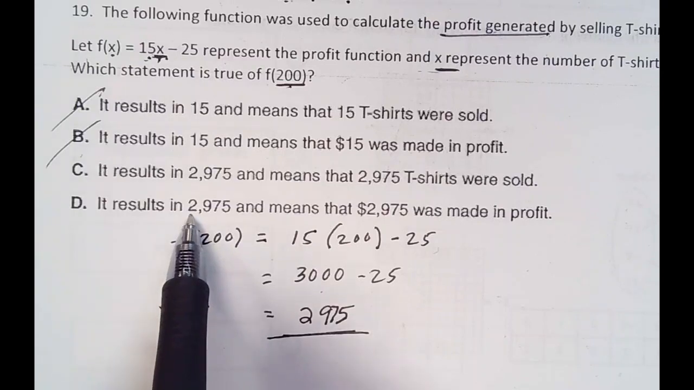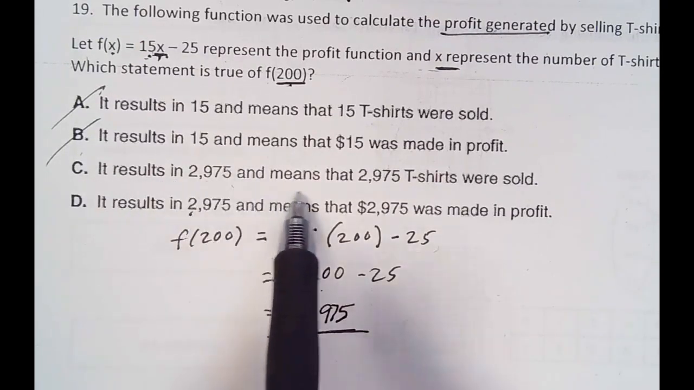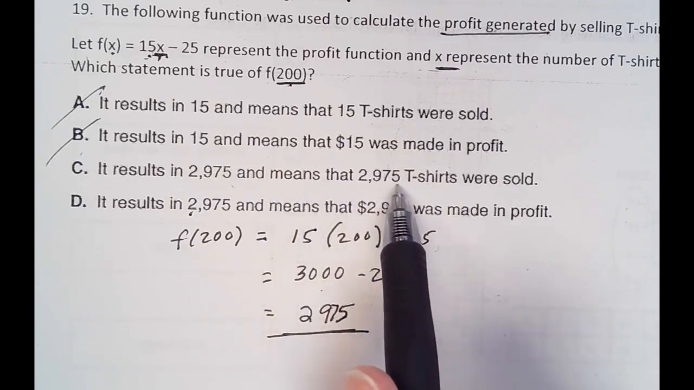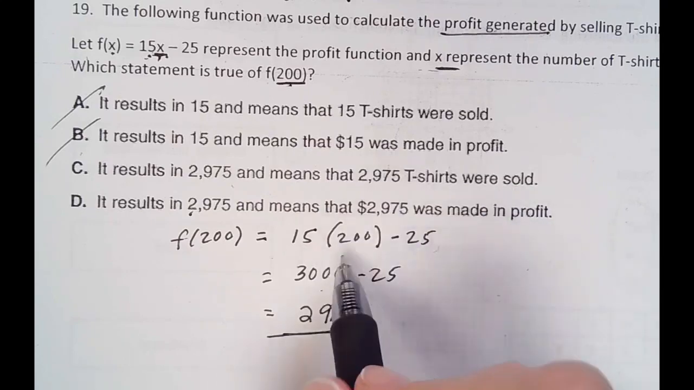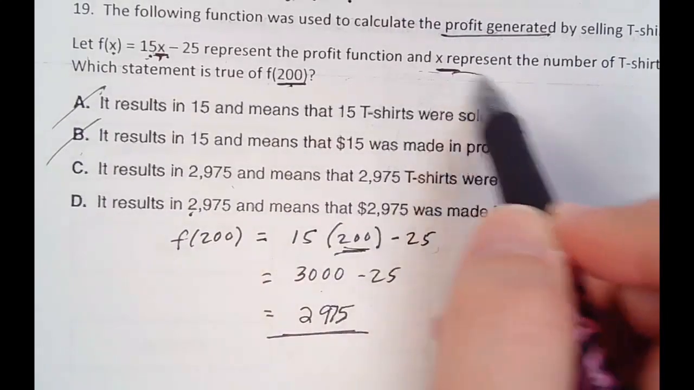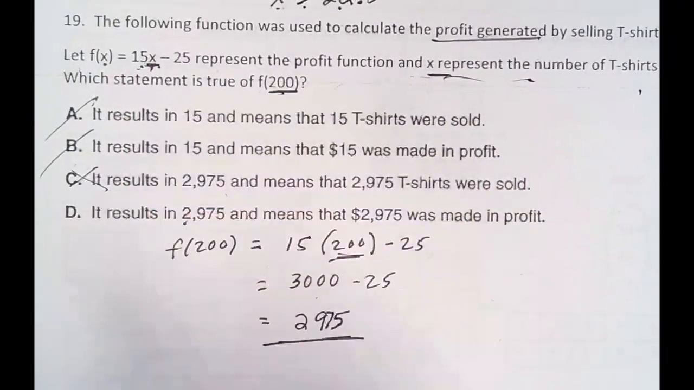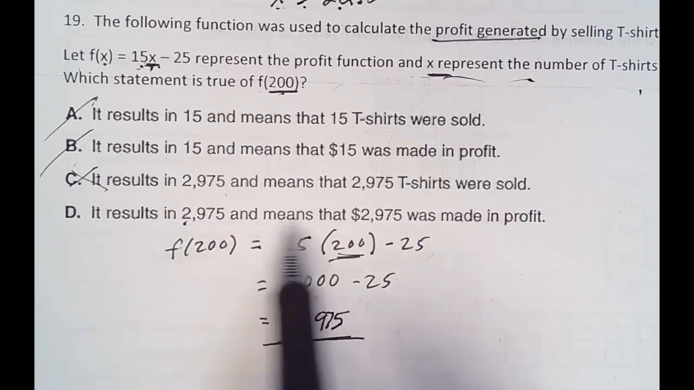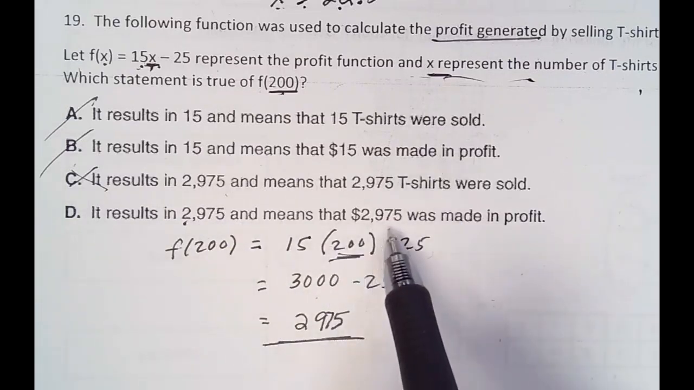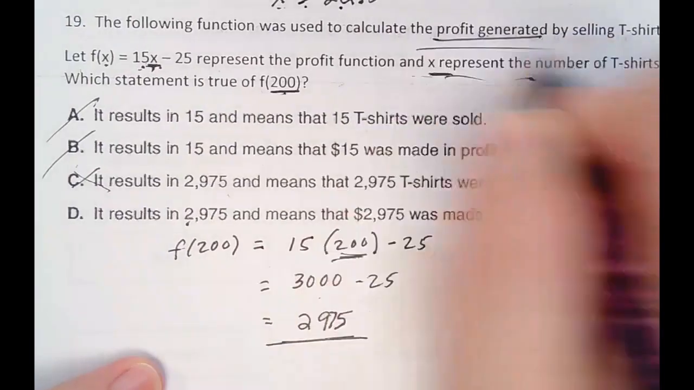C, it results in 2,975 and means that 2,975 t-shirts were sold. No, we plugged in 200 in for x, and x represented the number of t-shirts sold. So that's not true. D, it resulted in 2,975 and means that $2,975 was made in profit. That is correct. This is a profit equation. So D is our answer.